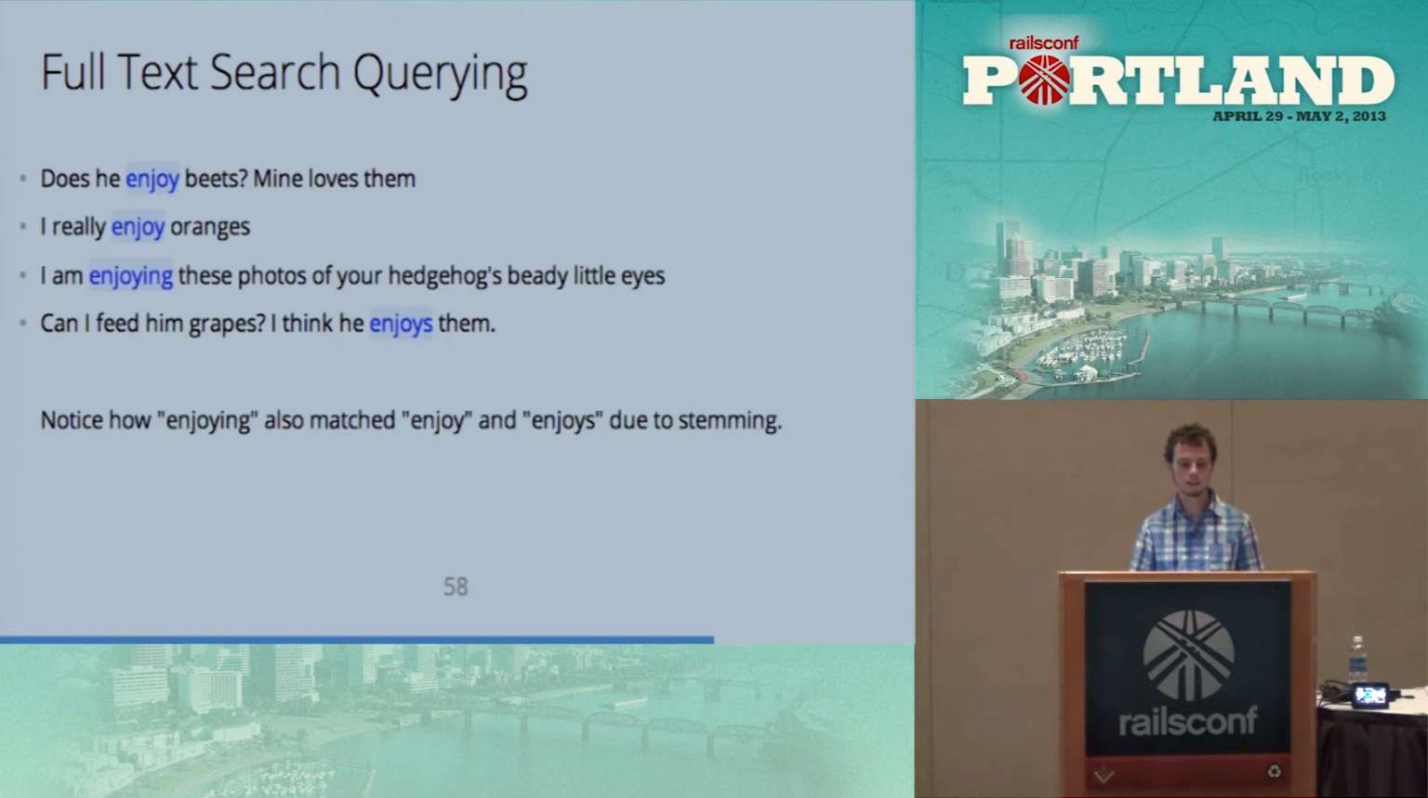A bunch of comments. What's important here is that you're going to see that you get a bunch of different matches on enjoy. For instance, does he enjoy beets? I really enjoy oranges. I am enjoying these photos of your hedgehog's beady little eyes. Notice that we search for enjoying, but we also match on enjoy and enjoys. This is because of the stemming that goes on in the normalization phase of Postgres' full-text search. This gives your users a little bit more flexibility to search for random things and hopefully get the right result back.